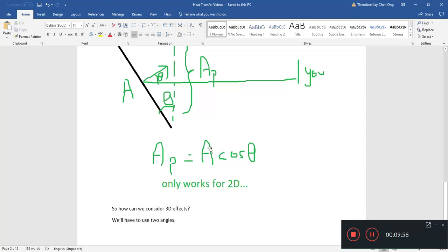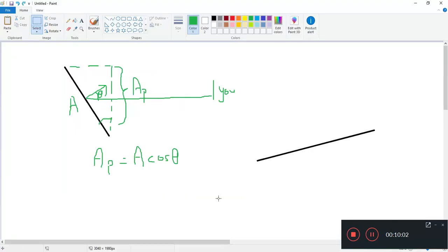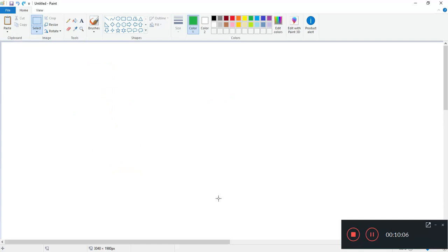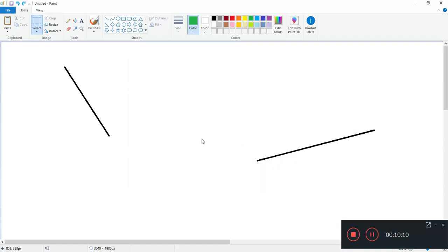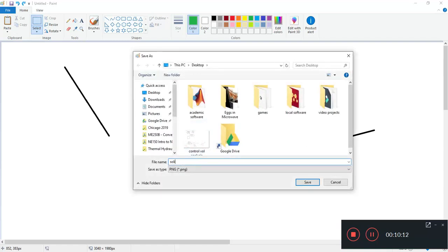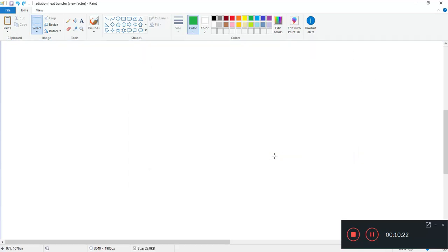So what are solid angles? Okay, so let's just go back. I'm going to delete all of this. Oh, let me save it. Solid angle, radiation, view factor. Okay, how can we consider solid angles?